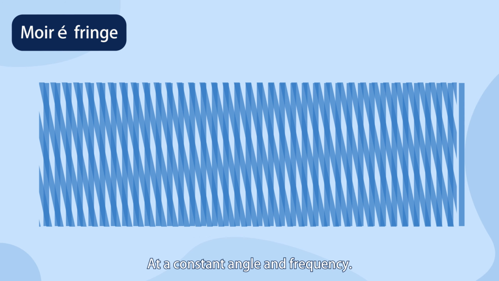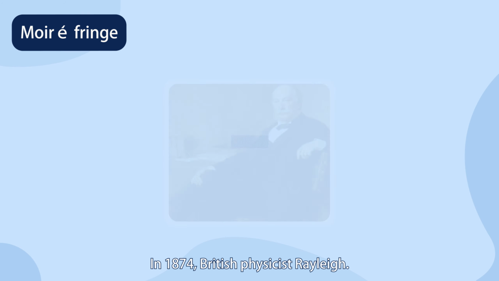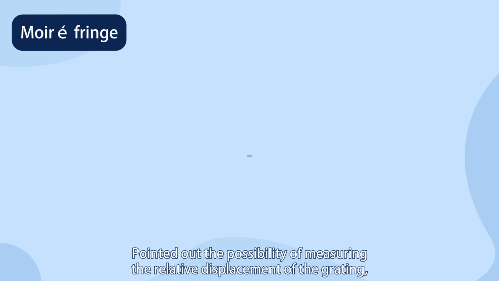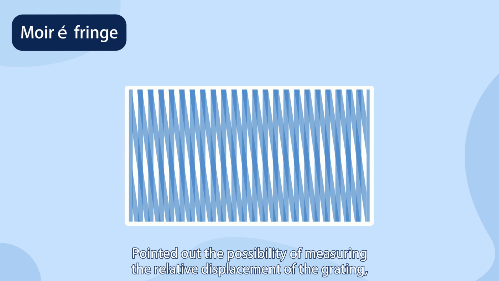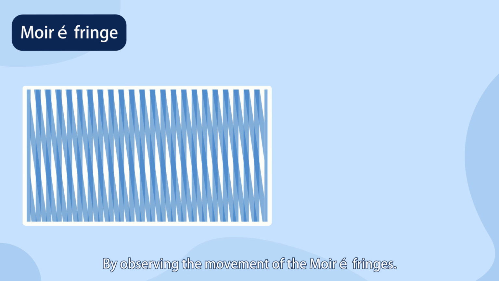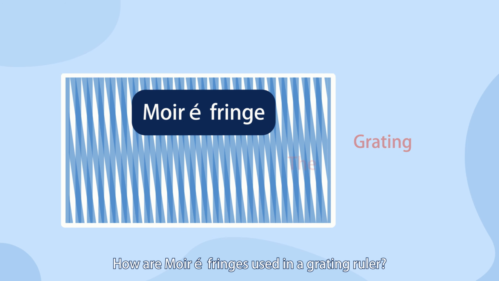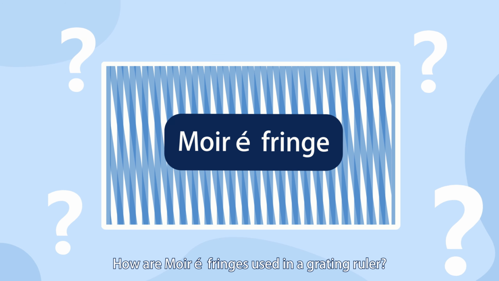In 1874, British physicist Rayleigh first revealed the scientific and engineering value of the Moore fringe pattern, pointing out the possibility of measuring the relative displacement of the grating by observing the movement of the Moore fringes. How are Moore fringes used in a grating ruler?